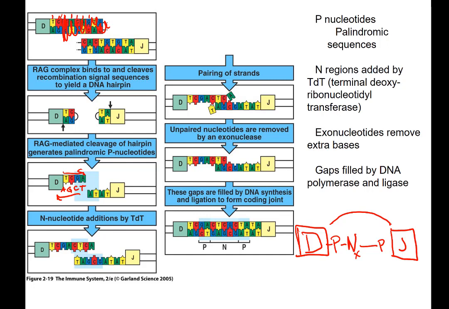We're going to do the same thing once we have this J with junctional diversity, P, I just call it PNP. We're going to do the same thing between this and the V. And now we have an exon that is your variable region. Does that make sense? Are we good, Elise? Anna?